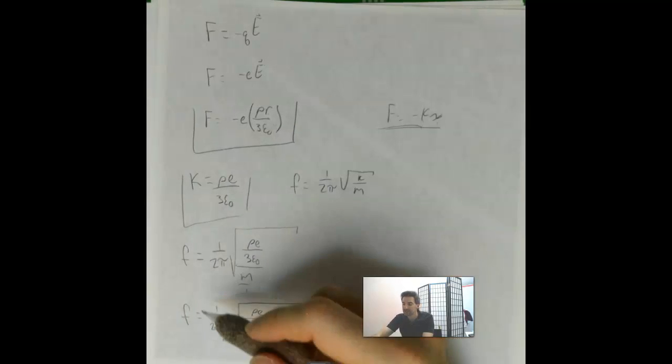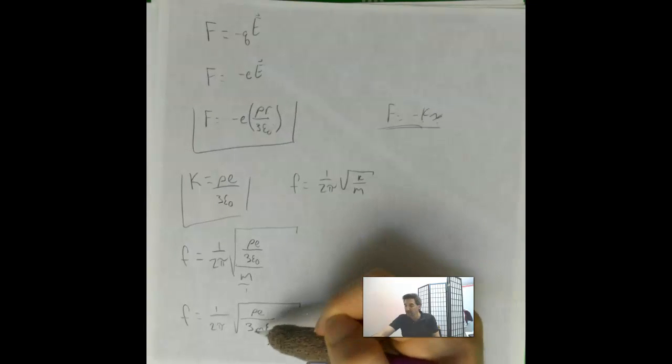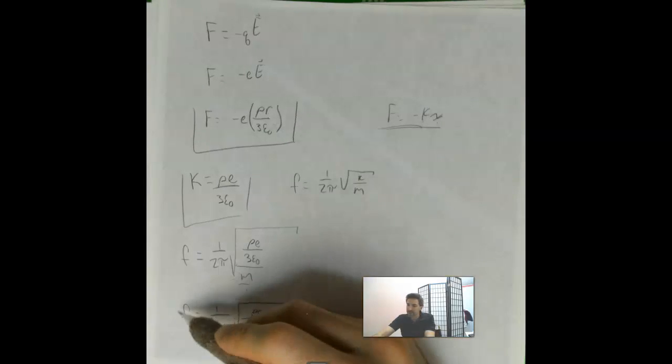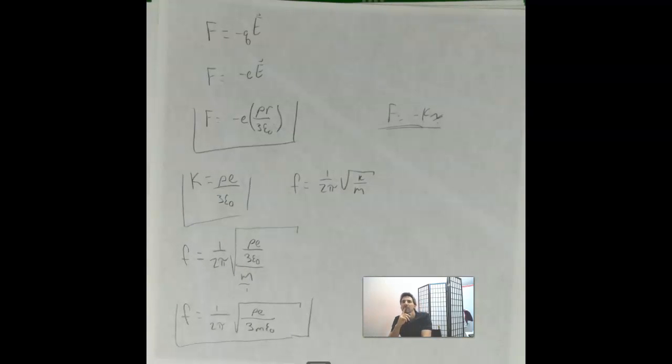So that looks like I have a frequency of 1 over 2 pi times the square root of rho, which is the density of the atom, times the charge of the atom, divided by 3 times m, times my permittivity of free space. Whew! Now, that's sort of helpful, but I think I can simplify things more.